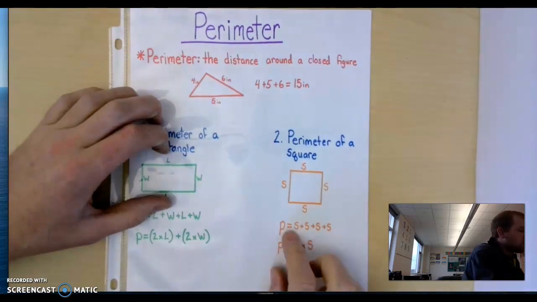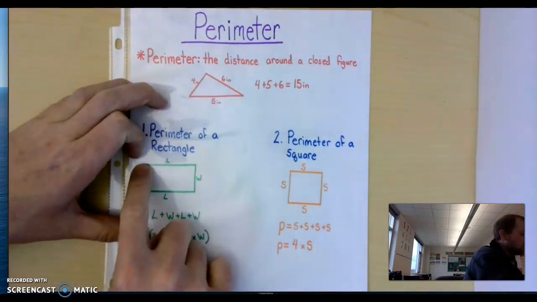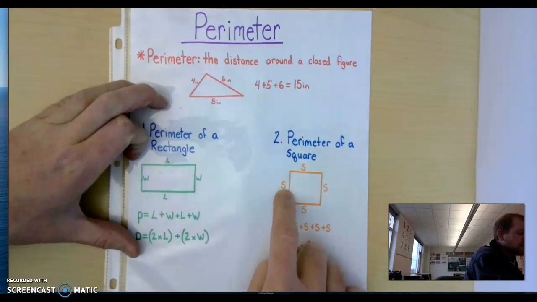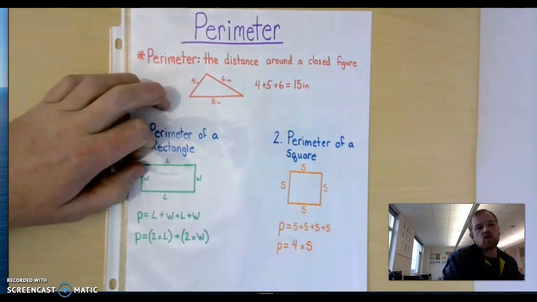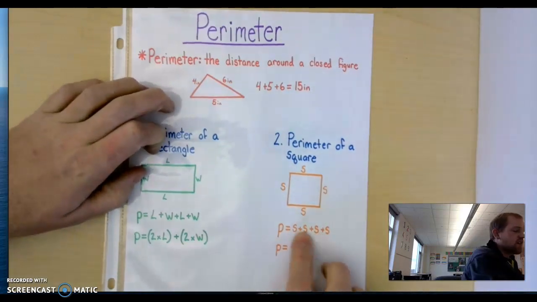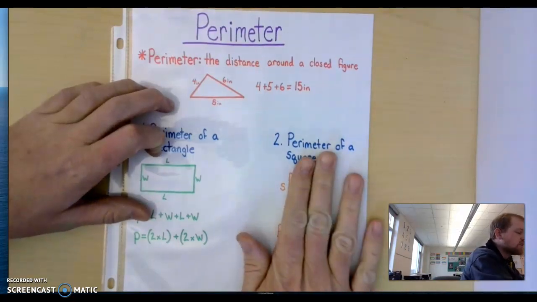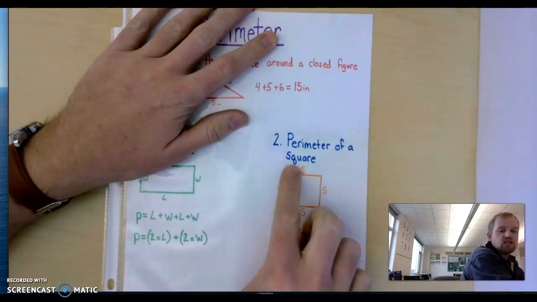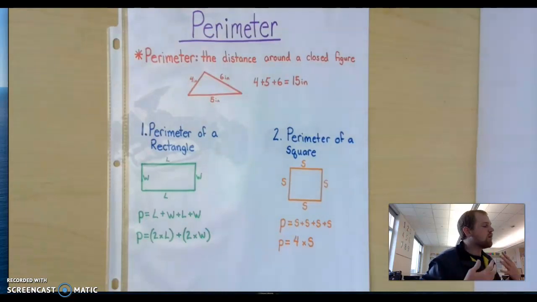The first way we can solve it, just like we did with our triangle, where we took 4 plus 6 plus 5, or over here where we took L plus W plus L plus W, we can do strictly by adding S plus S plus S plus S. But because of what I know about multiplication, I know that this is saying 4 groups of S. I can also do a multiplication problem. So if I'm just given one side, let's say I just know that this is S, I can take S times 4 because it is a square, and I can get my perimeter that way.